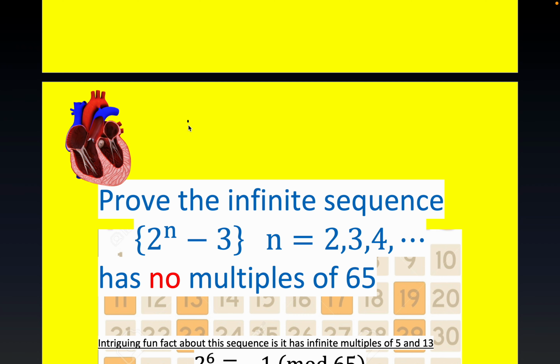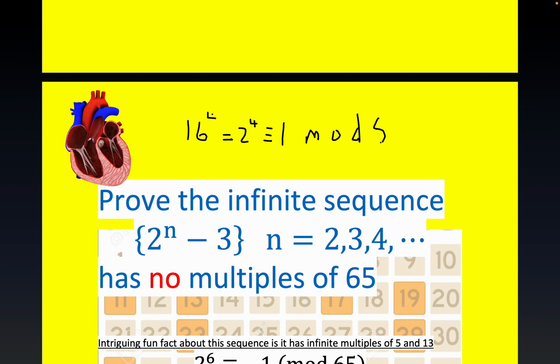Today we're going to use an intriguing result about just remainders that will help us solve this difficult looking problem. 16 is equal to 2 to the fourth, but notice this is congruent to 1 modulo 5. And I'm just making this up.